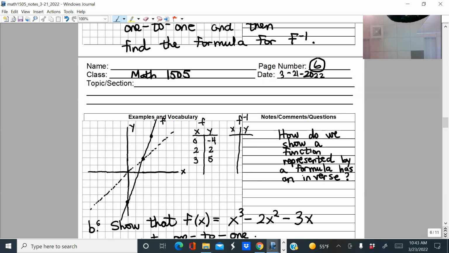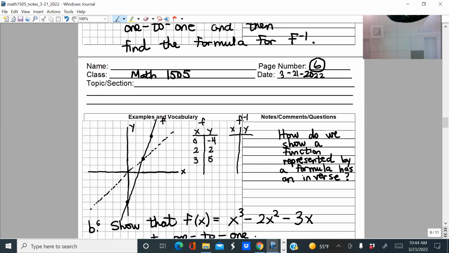Now I don't really know much about f inverse at this point, right? I have no idea really what the graph is supposed to look like, or certainly not yet what the formula looks like, but I do know a little bit because I know these ordered pairs (0, -4), (2, 2), and (3, 5). I know they're on the graph of f. So I know some ordered pairs that are on the graph of f inverse. What ordered pairs do I know are on the graph of f inverse? How does f inverse work?